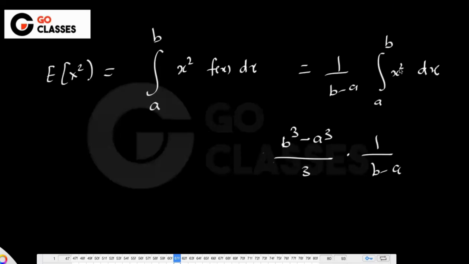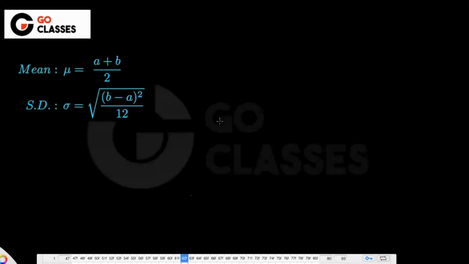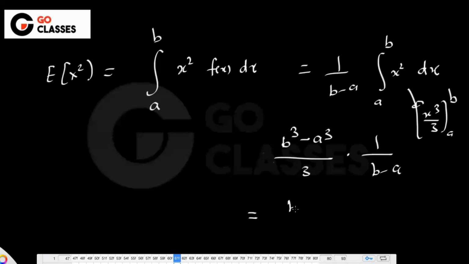This is 1 upon B minus A. I think things are good, right? This is B cube minus A cube. So basically this will be x cubed by 3 from A to B. It should be fine, right? And then if you calculate it, it will come out to be B minus A whole square by 12. I hope the calculations are fine. Do you see any flaw in the calculation? Yeah, seems good, right?